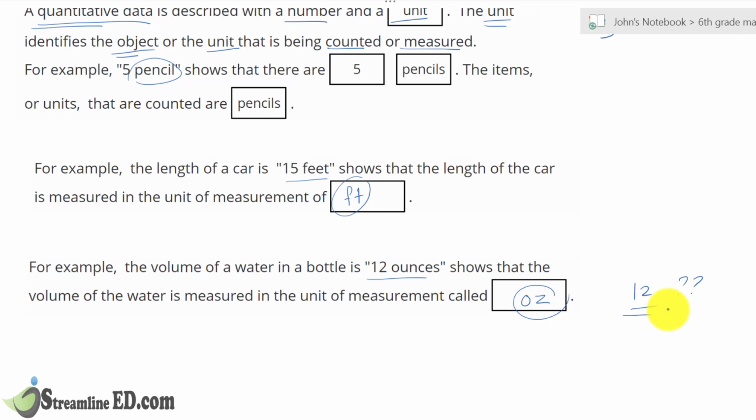So when you are collecting data, when you are describing your data, make sure you need 2 things: a number and a unit, always.